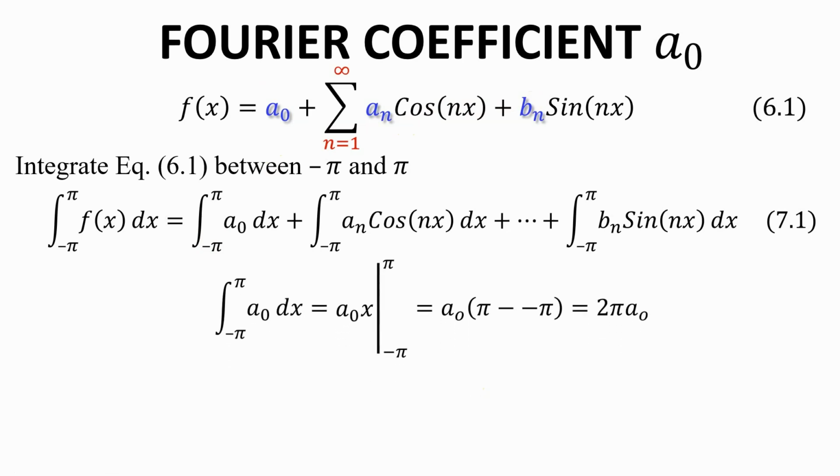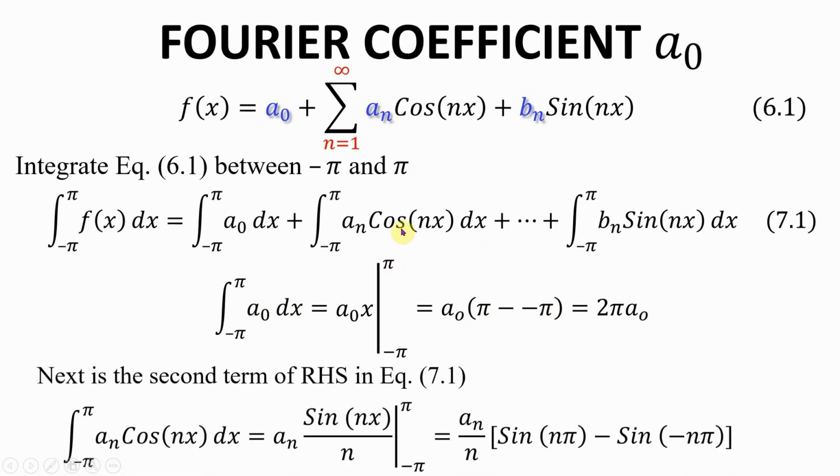Now let's look at it. If you pick the first term of 7.1, what is the first term? That is the integral from minus pi to pi of a naught dx. If you integrate a naught, there is x power 0 here, so you have a naught x. Remember that we're integrating, so we have it from minus pi to pi. We need to evaluate the definite integral. That will give us a naught times pi minus minus pi, which gives us 2 a naught pi.